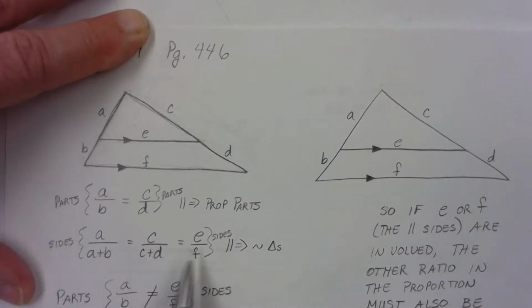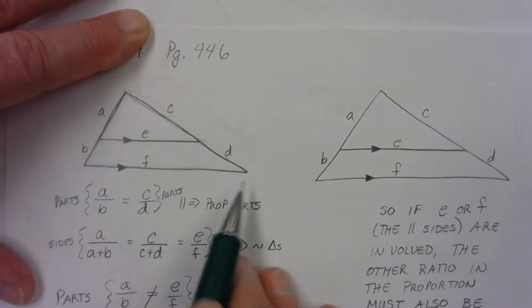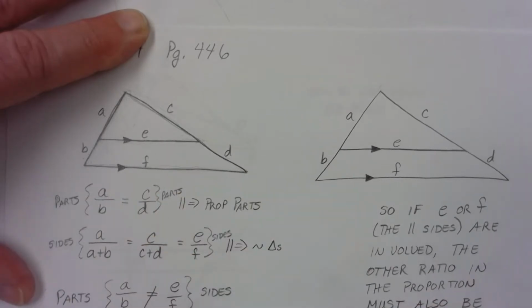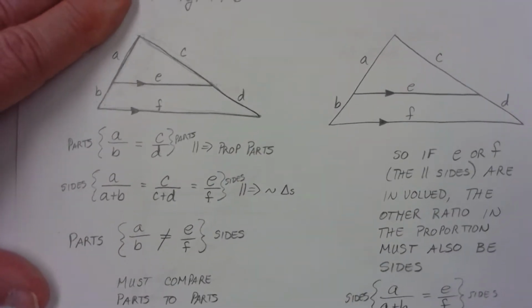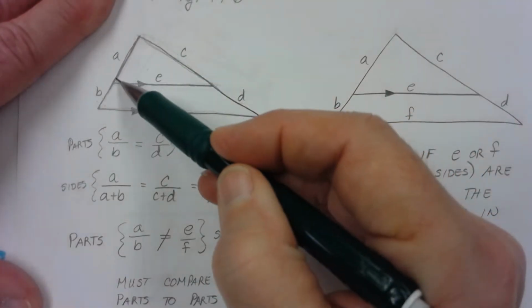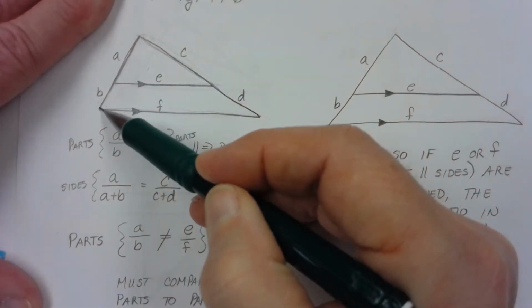Three different things are true if you compare sides. Only 2 things are true if you go with parts, because E and F are not parts. That's what I was trying to get at when I jumped the gun a little bit. So here's the deal. This is what I'm trying to get you to not do. You cannot say that A is to B. Those are parts.